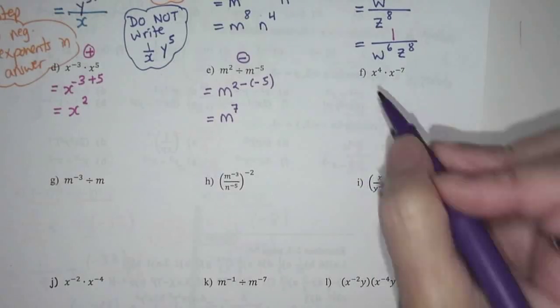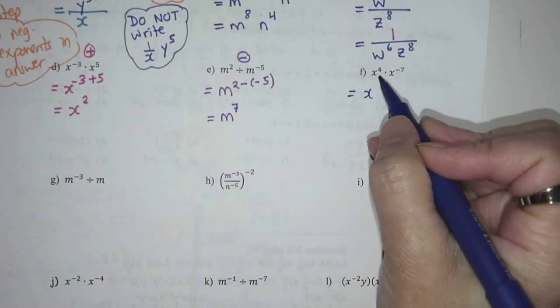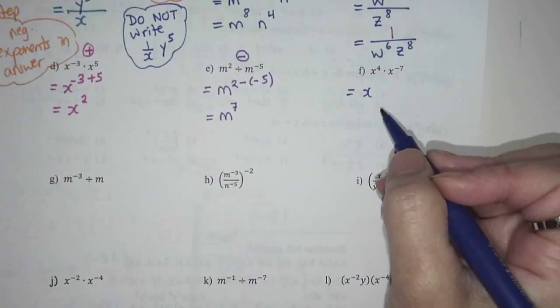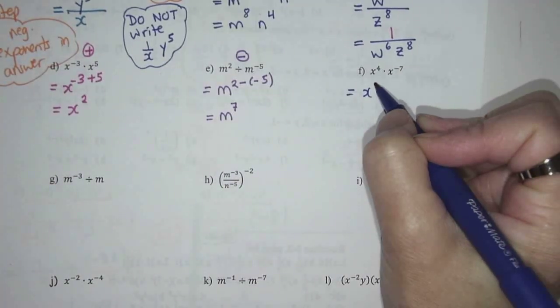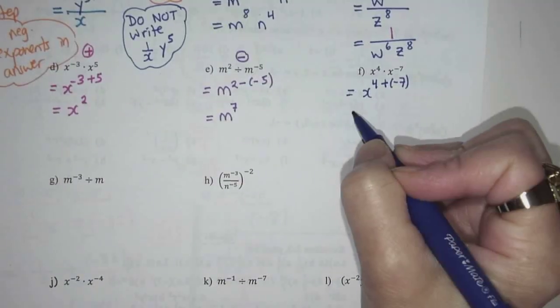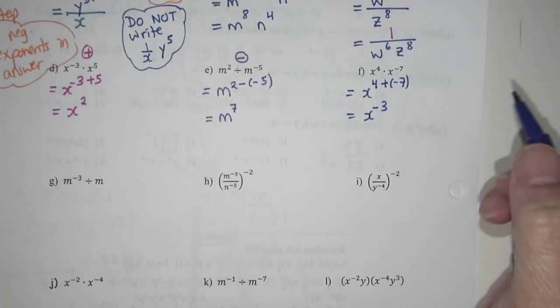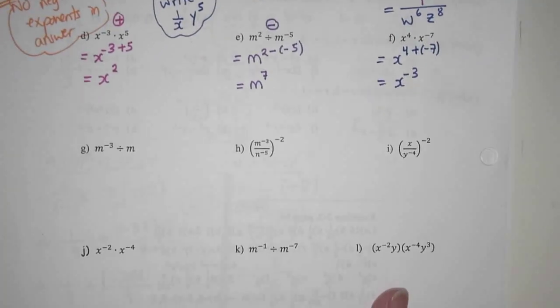So over here, we have x to the 4 times x to the negative 7. And times means add, so 4 plus negative 7. And that would be x to the negative 3. All right, so let's try that again.